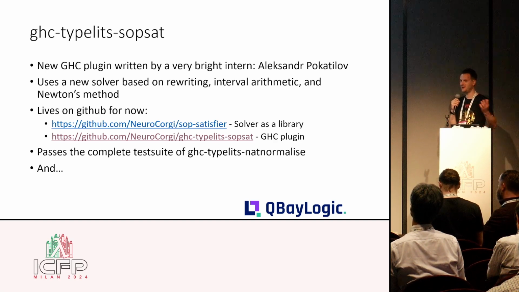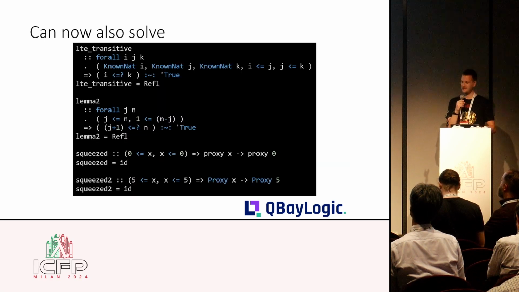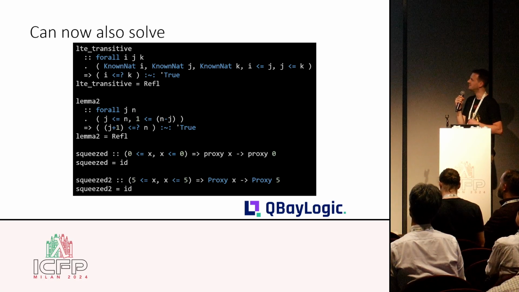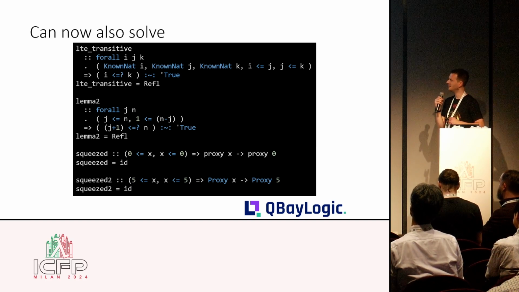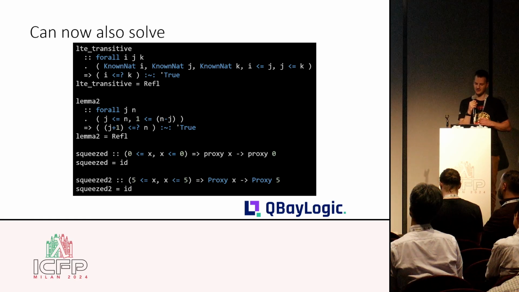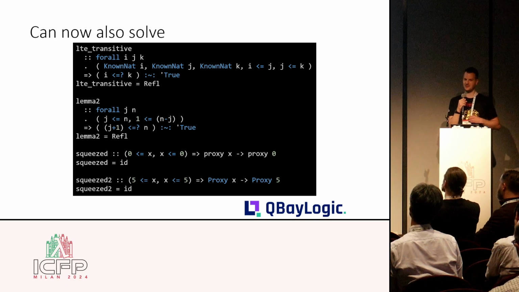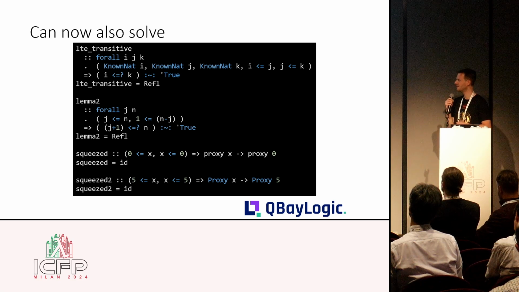It passed the complete test suite of ghc-typelits-natnormalise, and it can finally prove all these things. So it can show transitivity, it can deal with other inequalities as well. That's the lemma 2. And it can finally move from inequalities to equalities. So if it knows that x is between 0 and 0, then it must be 0. Something that the previous plugin could never handle.